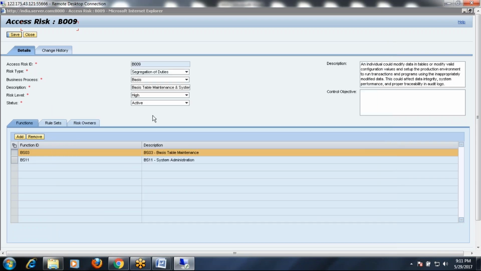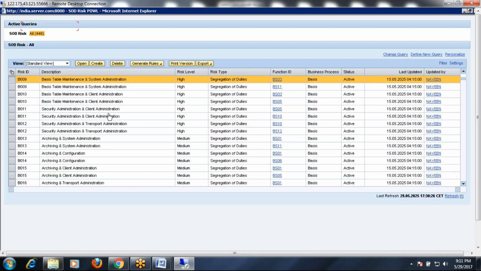So this risk ID B009 is caused due to two functions, BS03 and BS11. Okay, clear so far? Like this you have so many risk IDs. In total, how many do we have here? We have around 448.